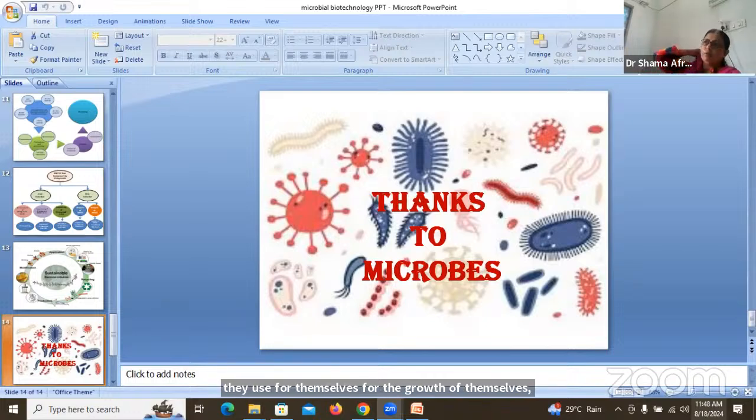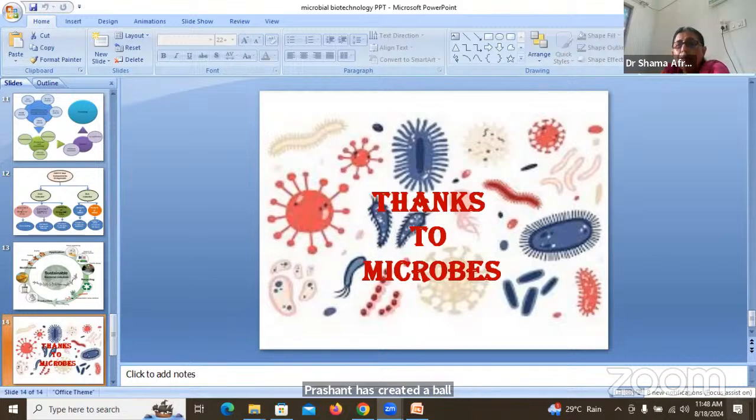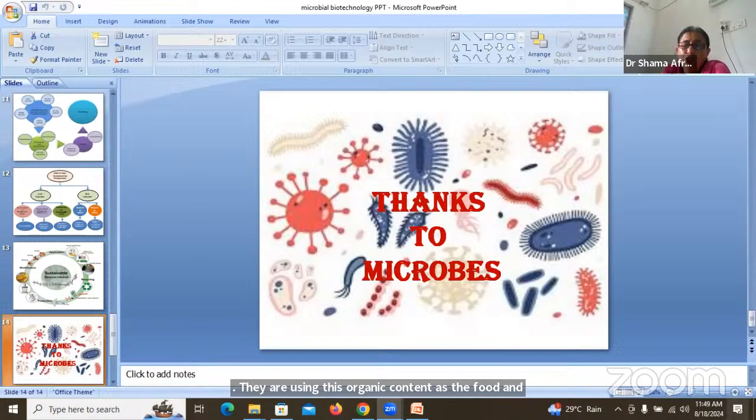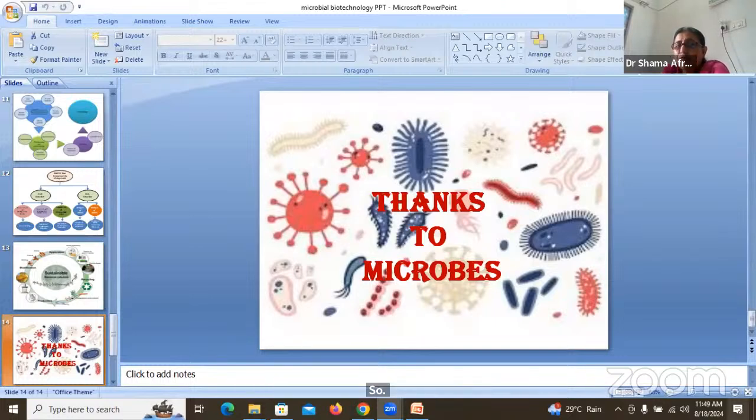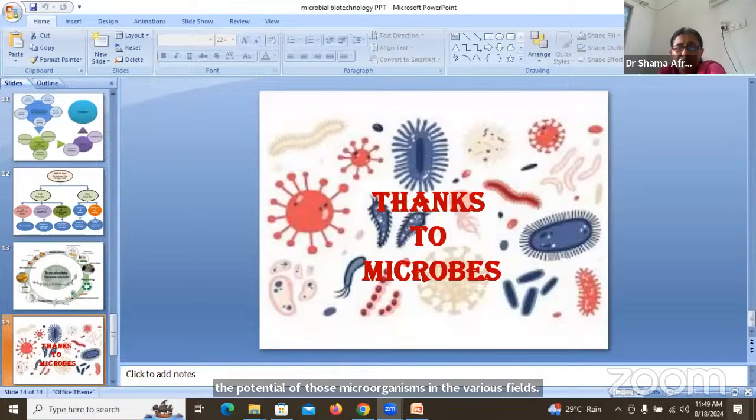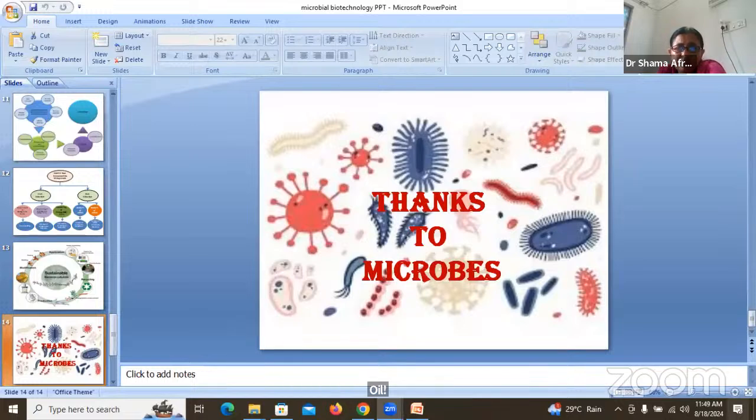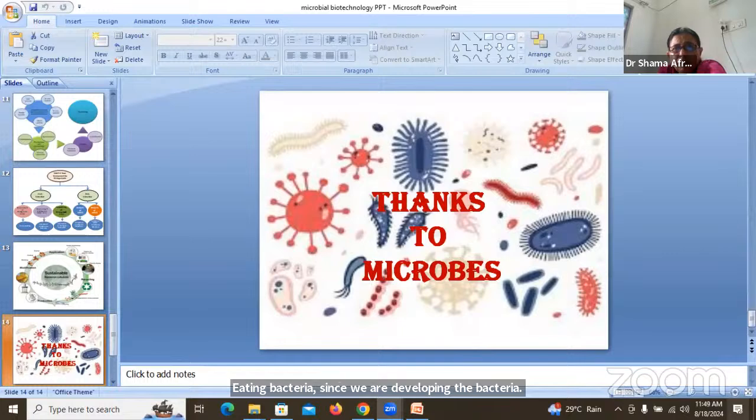In Ambikapur, Dr. Prashant has created a ball of microorganisms which is cleaning pond water. The organic content of the sewage water is being used by them as food, and the water is getting better and better. So we first have to isolate those organisms and use their potential in various fields. In our lab, we are developing oil-eating bacteria for pollution control of oil and sewage material. Thank you so much, ma'am.